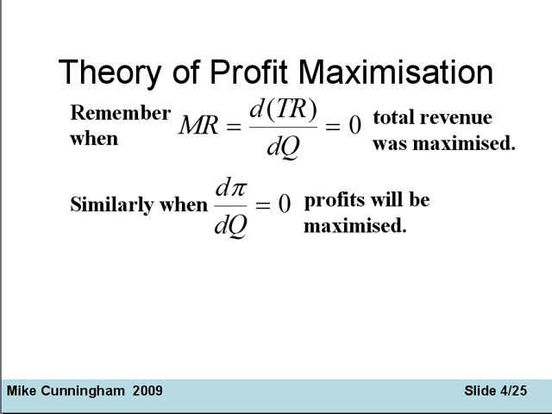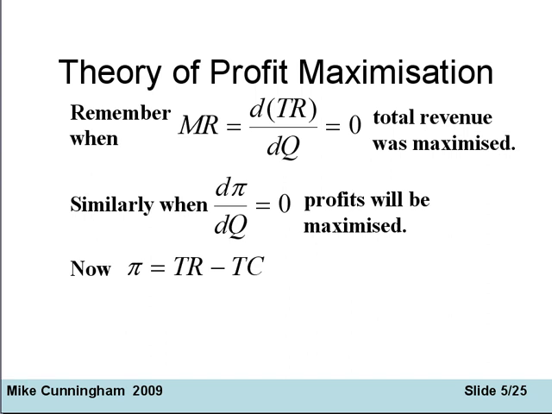Similarly, profits are maximized with respect to output when d pi by dQ is equal to 0. That's how we maximize using the calculus. We simply differentiate one variable with respect to the other variable and set it equal to 0. So that's quite straightforward. That's if you've done a little piece of calculus. If you haven't, I guess that's sort of hieroglyphics, but you know.